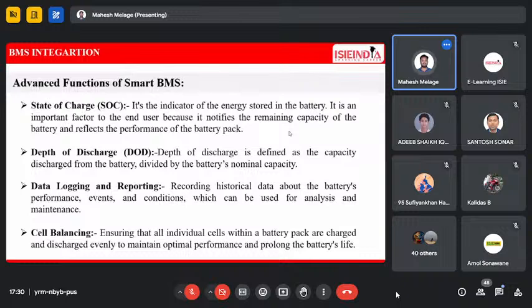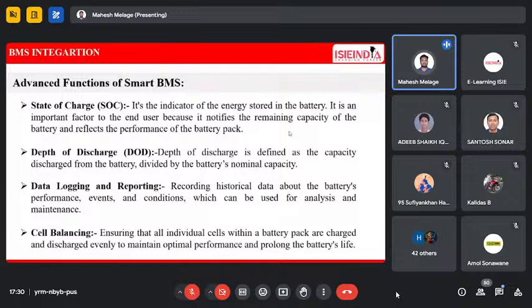Next is the depth of discharge, which indicates the discharge of the battery. Suppose the battery is 60% charged, which means 60% is the SOC, the remaining charge, and 40% is the discharge, which is the DOD, depth of discharge.